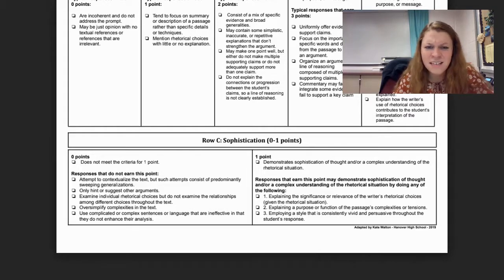So here's an example of passive versus active voice. Passive voice is the candy was eaten by me, whereas active voice is I ate the candy.